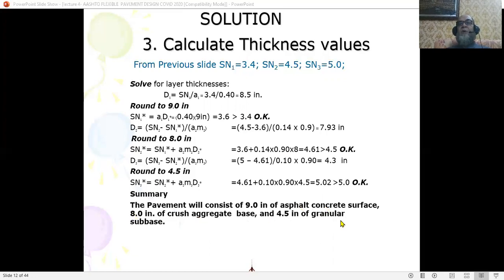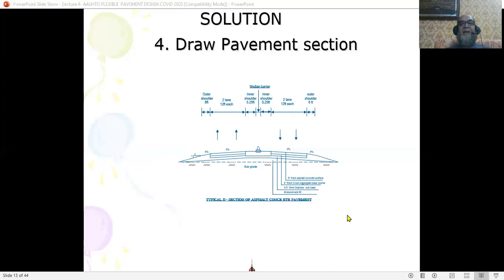Now, once you know the thickness of the pavement that is required, you will draw it graphically, or you have to produce a working drawing showing this thickness. This is how the drawings are made. This is a typical section of an asphaltic concrete.